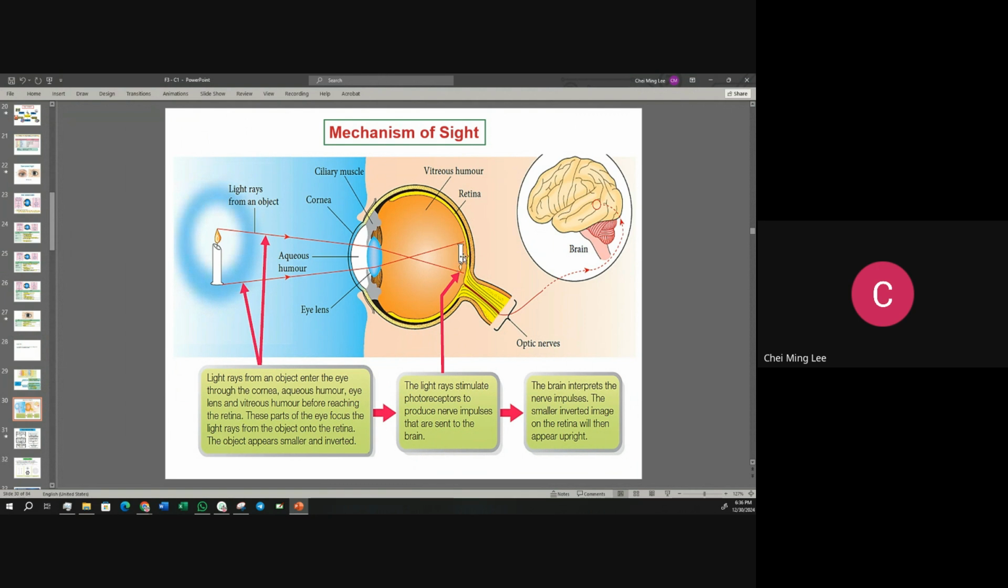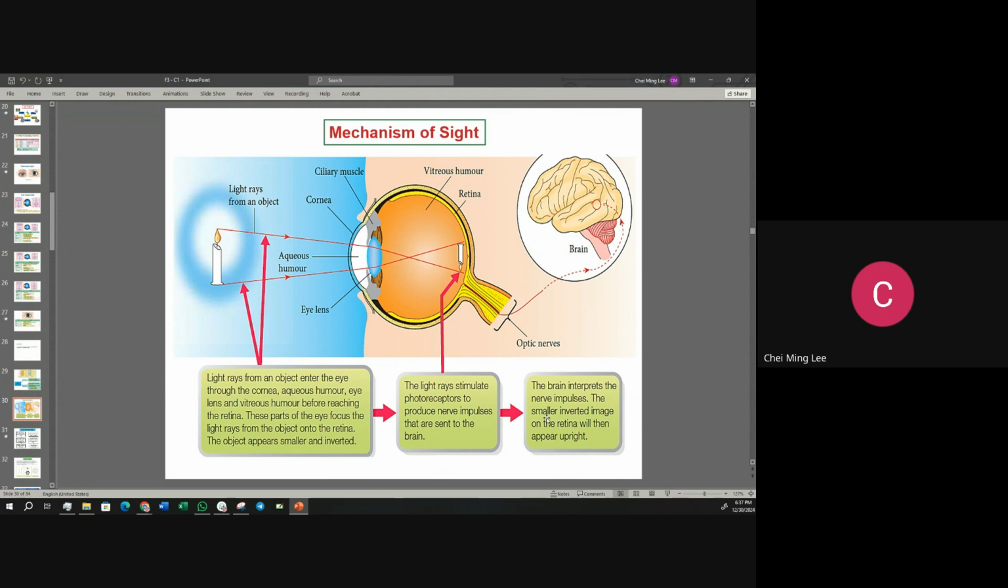So you see the image is upside down. Okay, so this part of the eye will focus the light rays from the object onto the retina. So the object will appear smaller and inverted. Now, the second step here, you will see that the light rays now will stimulate photoreceptors to produce nerve impulses that are sent to the brain. And the brain will interpret the nerve impulses. The smaller inverted image on the retina will then appear upright.